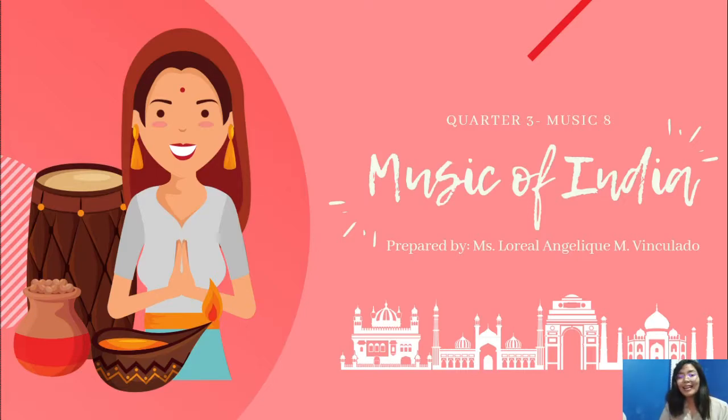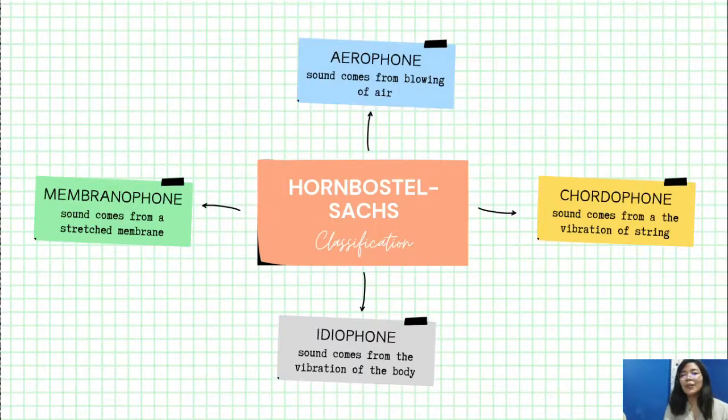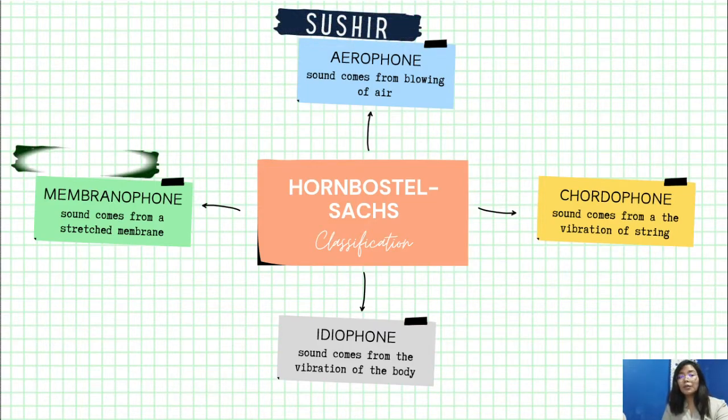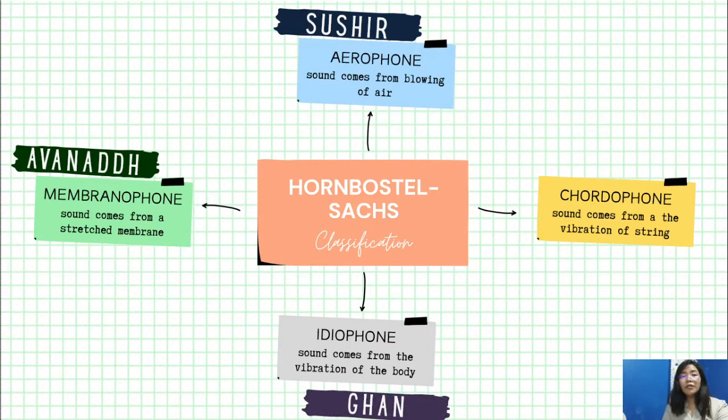Good day, class! Last week, we discussed the instrumental music of India. Going back, we know that India uses the same Hornbostel-Sachs classification but with different names. For aerophone, we have Sushir. For membranophone, we have Avanad. For idiophone, we have Ghan. And for the chordophone, we are using two names, Tat and Vitat.